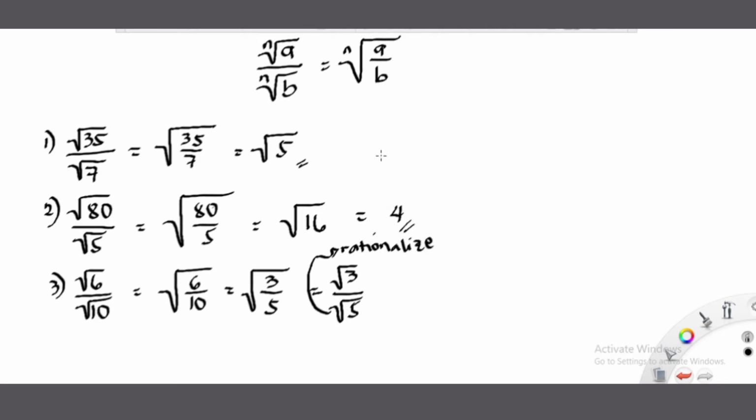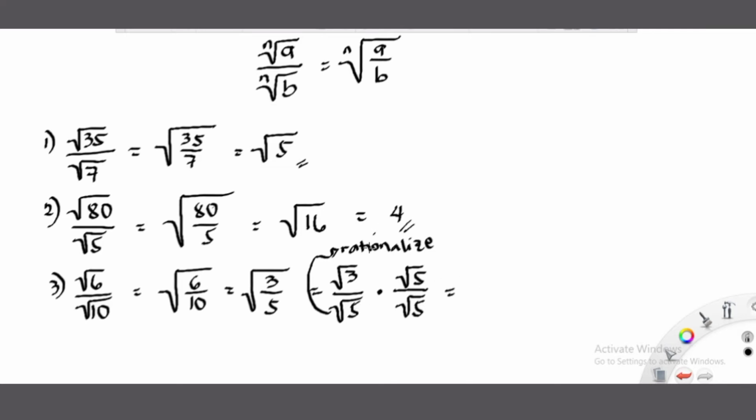So how do we do rationalization? In doing this, we need to multiply both the numerator and the denominator by whatever is the denominator. Our denominator here is the square root of 5. So we will multiply both numerator and denominator by the square root of 5. We will multiply the whole given with the denominator, and that is the square root of 5.